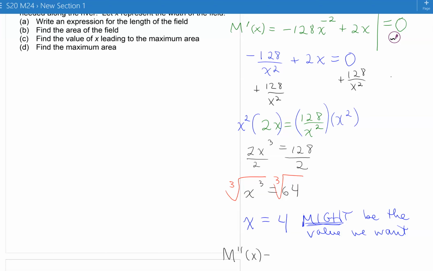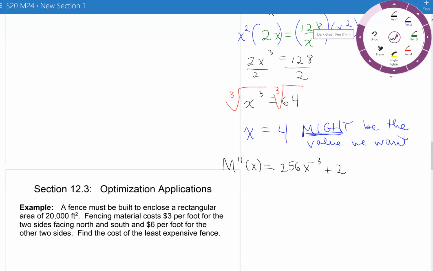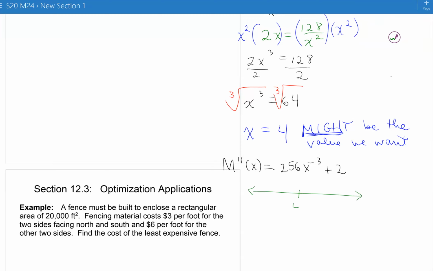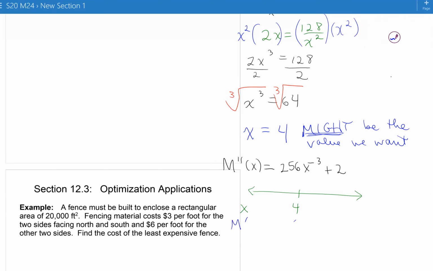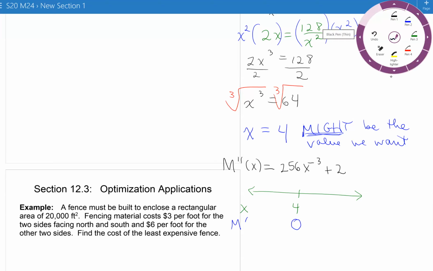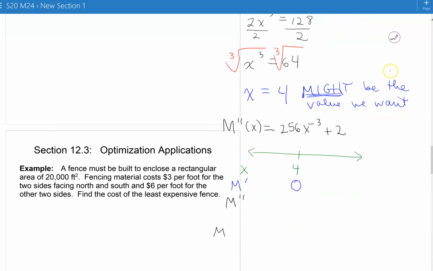So the second derivative is going to be 256 x to the negative 3 plus 2. Okay, so then let's do our second derivative test, where we have an x value of 4 that makes the first derivative 0. And then I want to know what is the second derivative at that point. So I'm going to say, what is m double prime of 4? So it's 256 over 4 cubed plus 2.